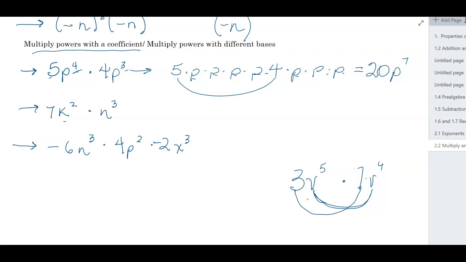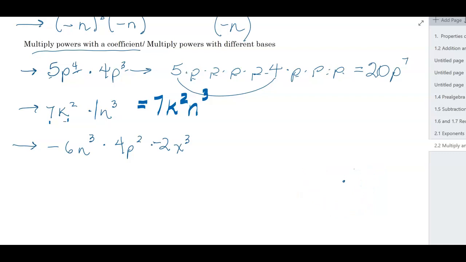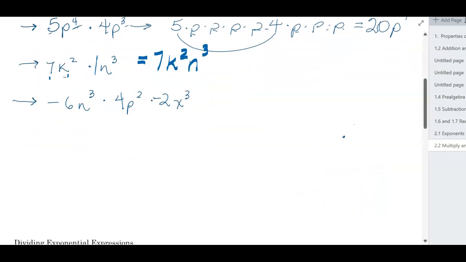Okay, this one is the same thing. When you have 7k squared and n to the third, that's the same thing as 1 n to the third, correct? So you're really doing 7 times 1, which is 7. Then you have k squared n to the third. And of course, you're going to go in alphabetical order with your variables. k comes before n.